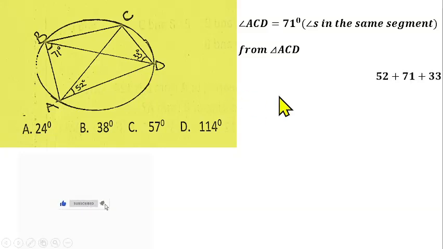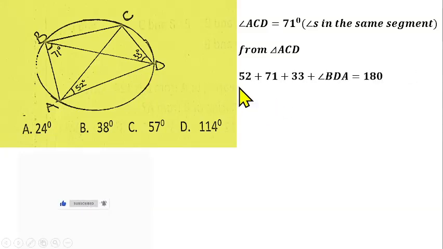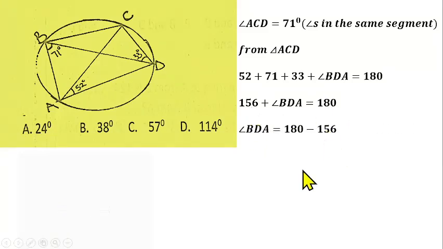So we know that angle 52 degrees plus this angle, which is 71 degrees, plus 33 degrees, plus angle BDA that we are looking for should give us 180 degrees, sum of angles in a triangle. So if you add this together, 156 plus angle BDA equals 180. To find angle BDA, that will be 180 minus 156. So that should give us 24 degrees, which is the option here for question number 30.